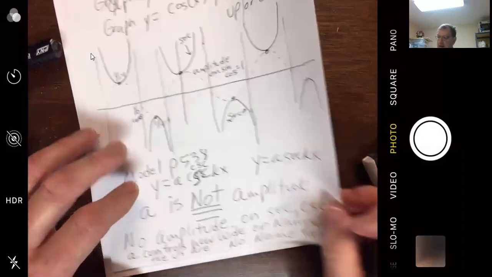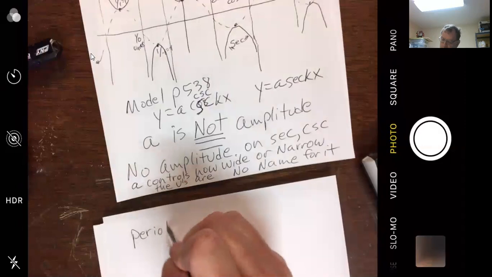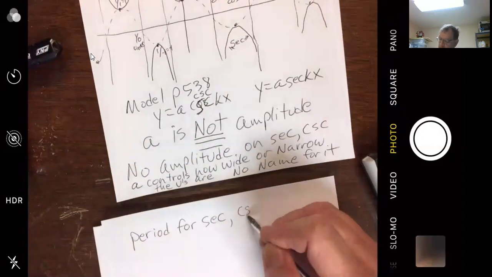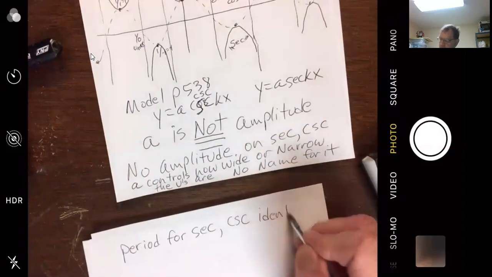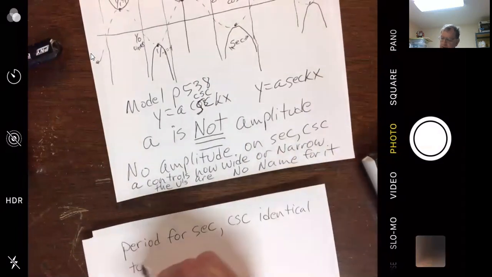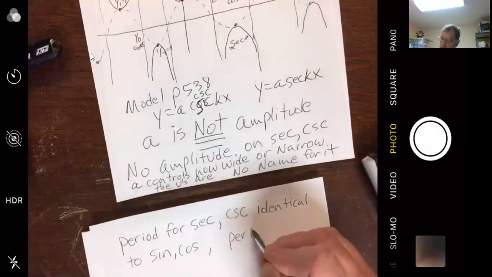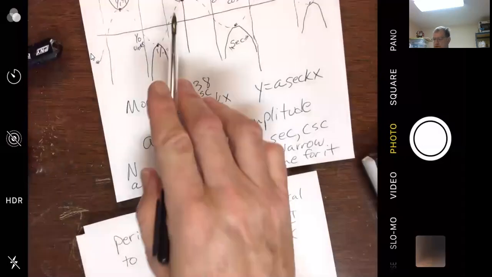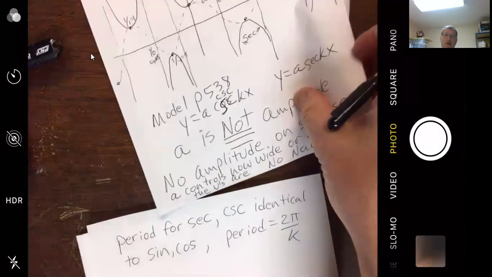The period, put that up, identical period for secant, cosecant, identical to sine, cosine, period is 2 pi over k. It repeats exactly the same distances that sine and cosine do. No change, all on the period.